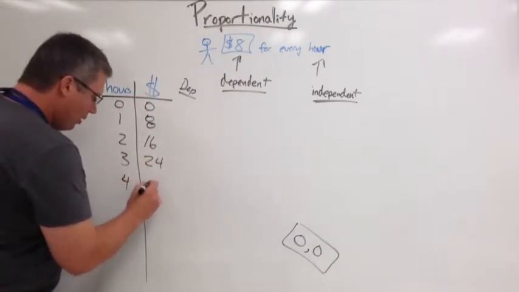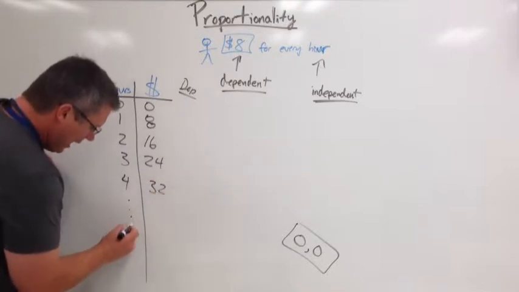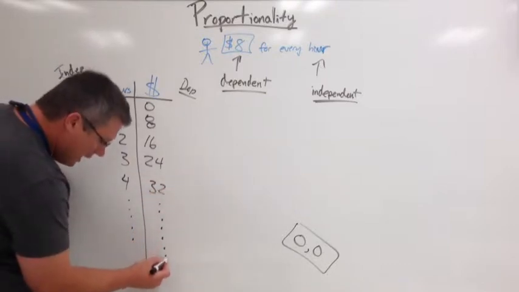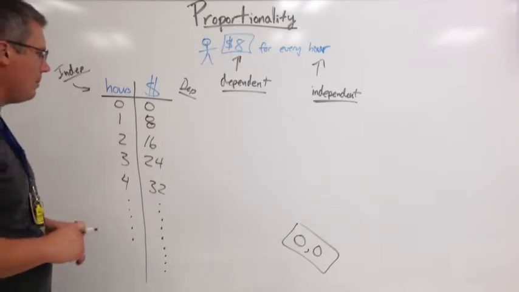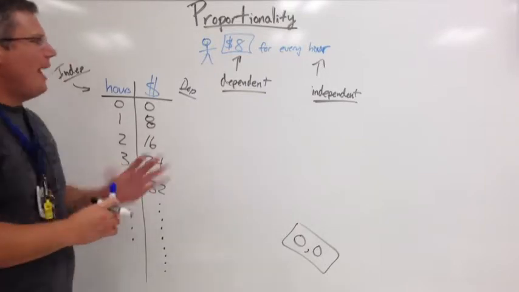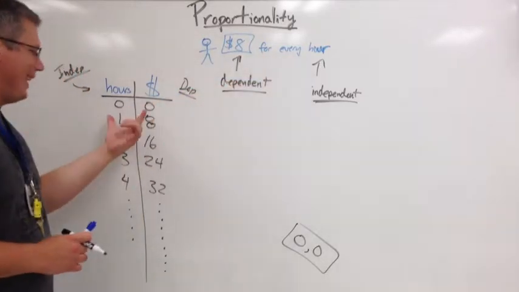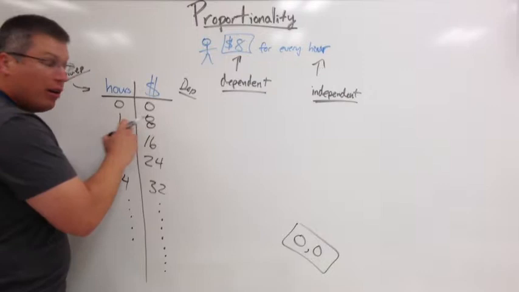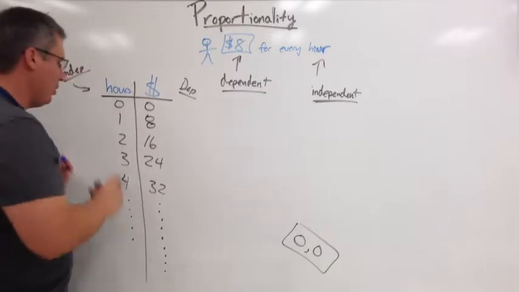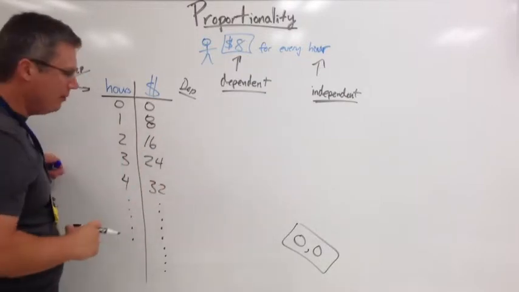And we'll do 4, which now is 32. And this list can go on forever, infinitely. Okay. So all we did was take our example and start calculating through in our minds. For every 1 hour, you make $8. Another hour would be another 8.